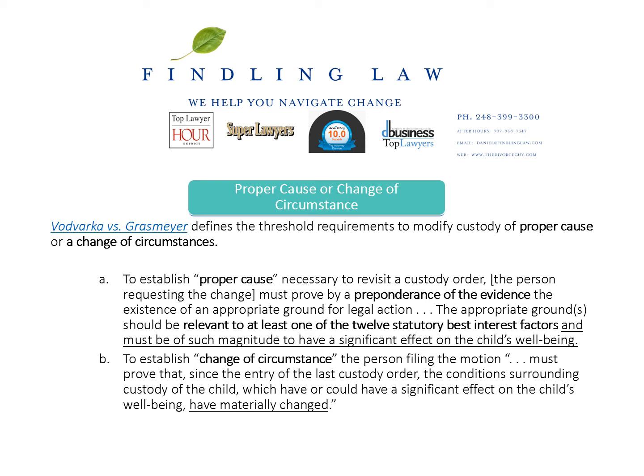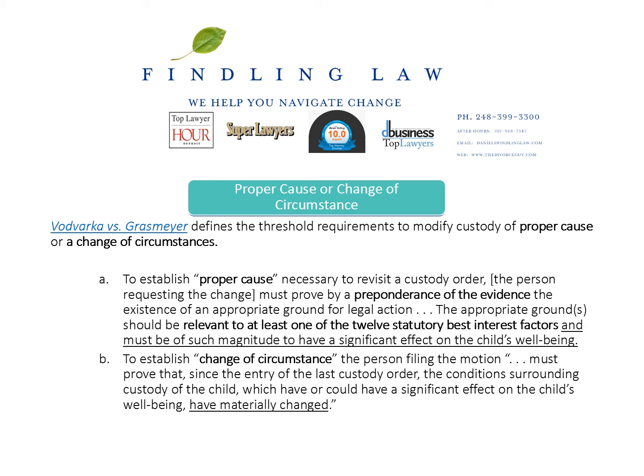there's been proper cause of such a magnitude that it really has a significant effect on the child's well-being. And you do that by looking at the 12 best interest factors. Whereas a change of circumstance is a little bit broader.